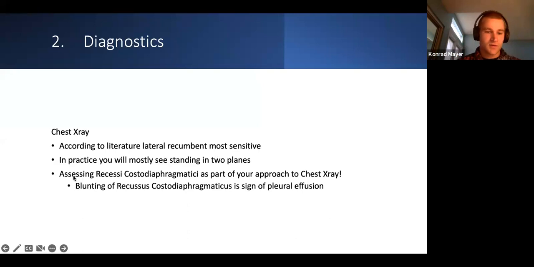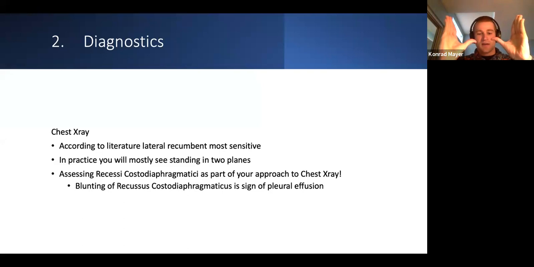The most important thing to look at in the beginning of a chest X-ray is to assess the recessus costodiaphragmaticus. Those are these tiny angles, and they should be sharp. So they should have an angle below 90 degrees. It should be an acute angle. And if these are blunted, so if the angle is not like this, but like this, that is a sign of pleural effusion. So let me show you what that looks like. And then I'll also get to my meniscal sign here in a second.